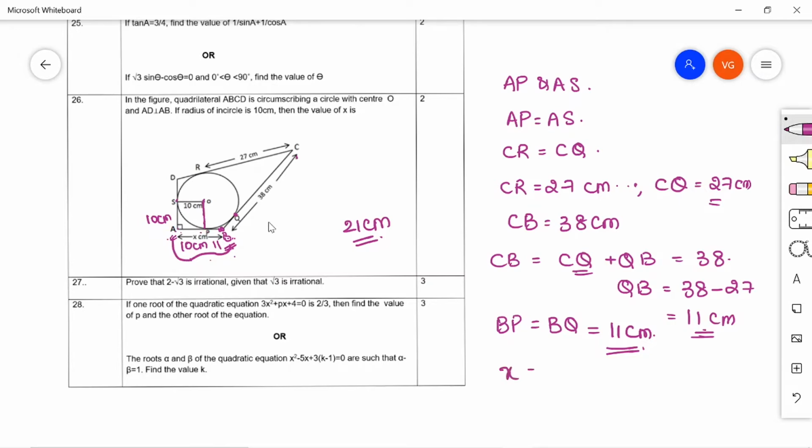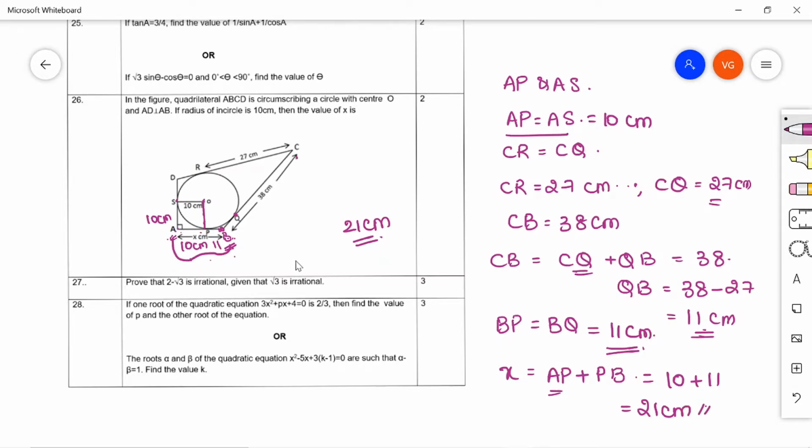You can write X is equal to AP plus PB, right? So AP and AS, which is nothing but again 10 centimeter, that you can substitute. 10 plus 11 is 21 centimeter here. So this is how we can simplify this problem very easily.